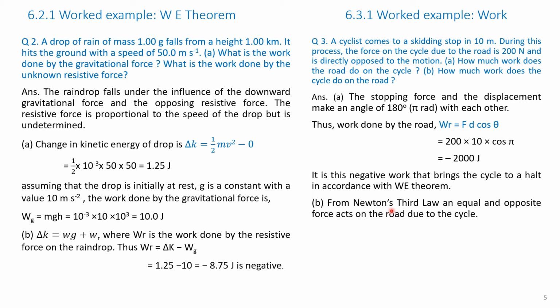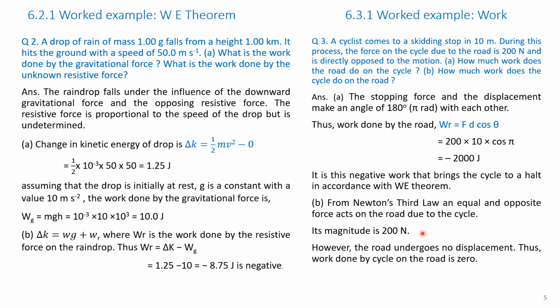Part B. From Newton's third law, an equal and opposite force acts on the road due to the cycle. Therefore, it is exactly opposite, meaning its magnitude is 200 newtons. However, the road undergoes no displacement. Thus, the work done by the cycle on the road is 0.